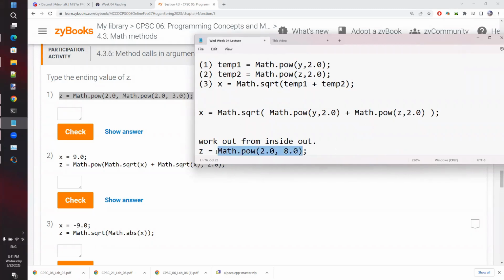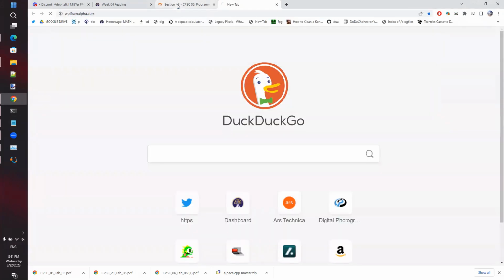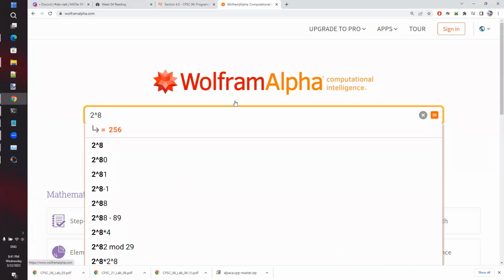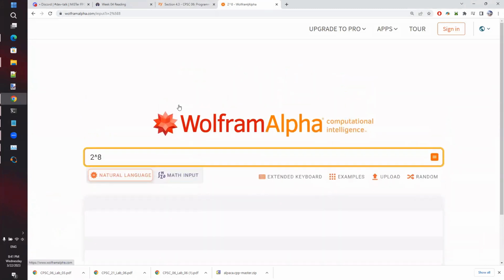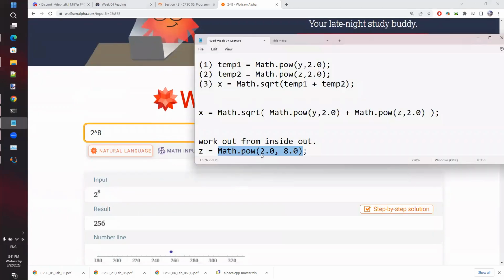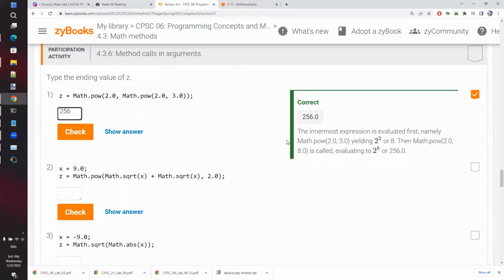And then now you've got math.pow 2 comma 8. That's 2 to the 8th power. Again, use a calculator for these. So like use Wolfram Alpha or something. If you don't know this website, now you do. You can go 2 to the 8th that way and get 256. You can hit enter if you need to and get more results. So math.pow 2 comma 8, 2 to the 8th power is 256. So this one is 256. And I could have put 0.0, but I didn't.